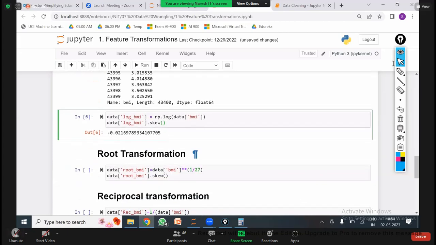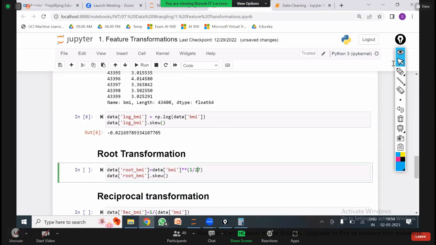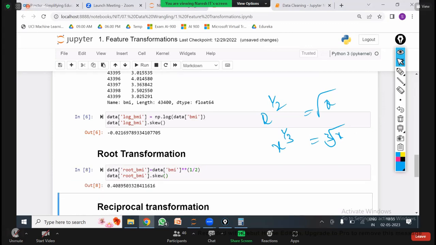What is the second option we have? It is a root. So what I'm going to try is data of BMI to the power of 1 by 2. What is to the power of 1 by 2? X to the power of 1 by 2. What is the meaning of that? Square root of x. X to the power of 1 by 3. What is the meaning of that? Cube root of x. Right? So I'm going to apply x to the power of 1 by 2, that is, first the square root. Now what is the answer I have got? 0.40. The skewness value was reduced to 0.40.